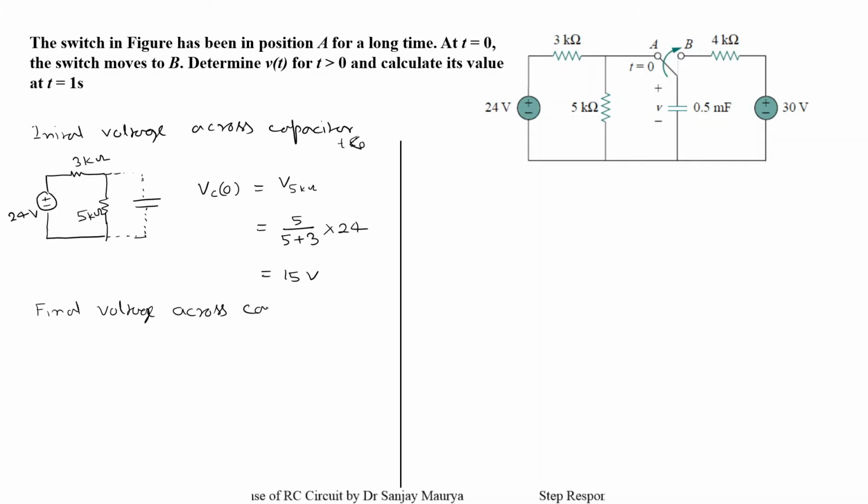Now the next stage is to determine the final voltage across the capacitor, that is, when t is going to be infinite. At t equal to infinite, the switch will be at position B and the capacitor will get charged and behave just like an open circuit. So I can redraw this circuit.